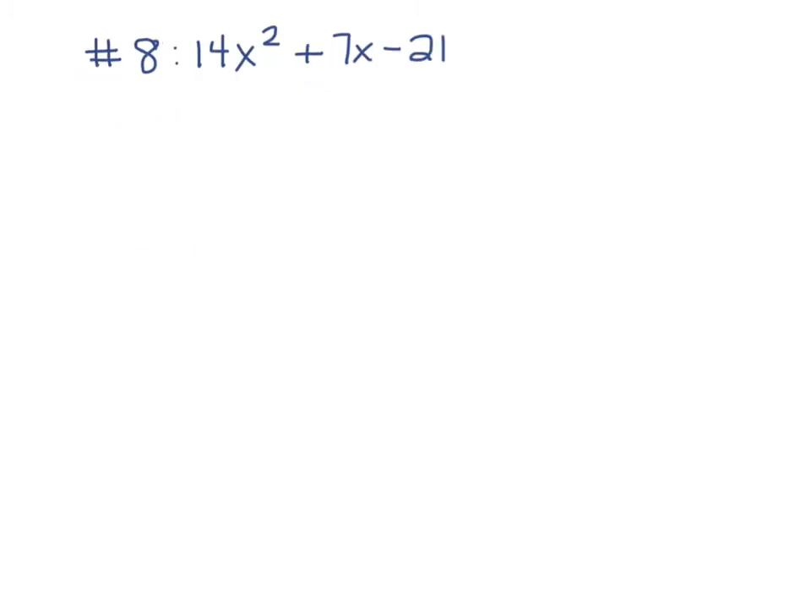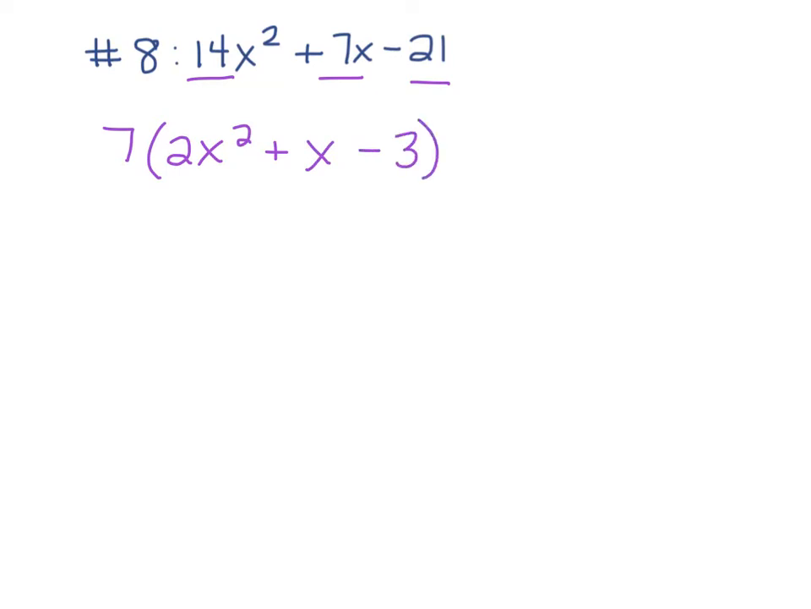So moving on, we're looking at number 8 now. And just like every other one, the first thing I would look for is what common factor do they all share. They all share a 7, so I'm going to pull out a 7, and I end up with 2x squared. So I'm dividing everything by 7. This would be a 1x, and then minus a 3.